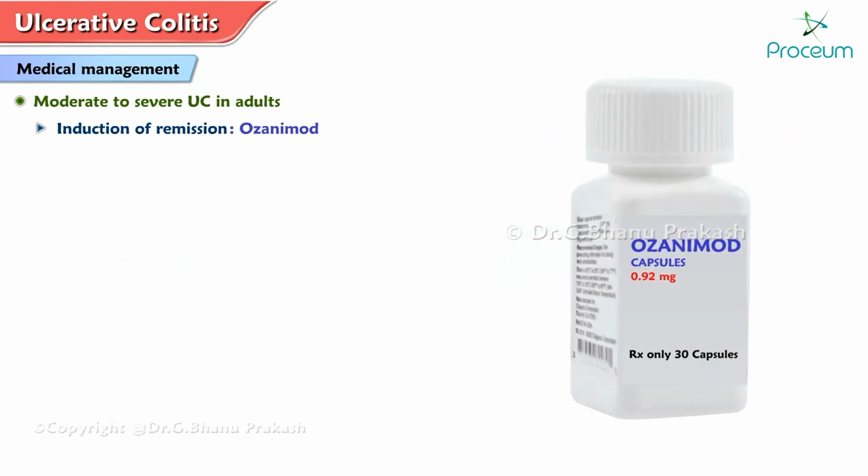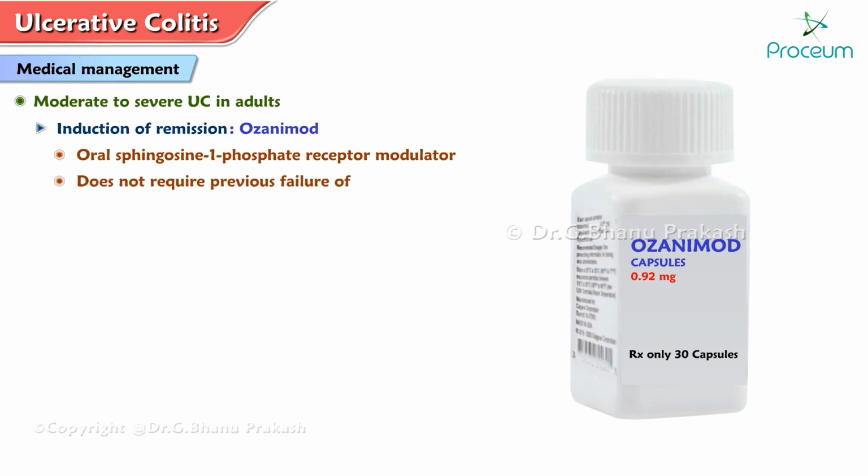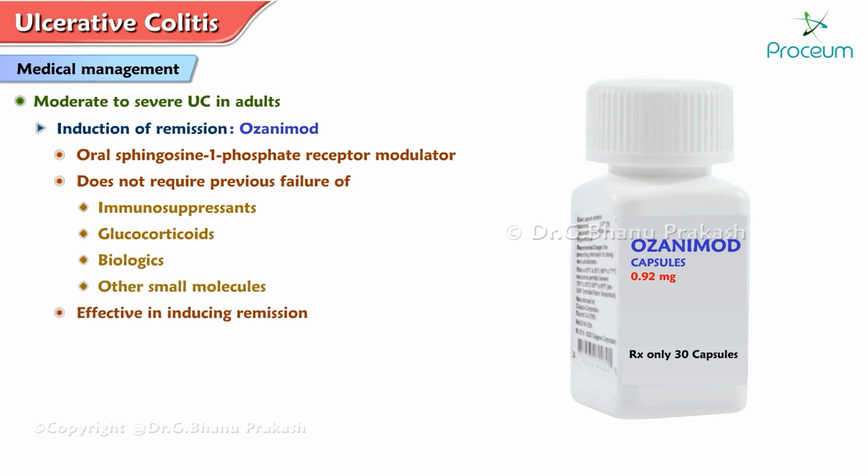Ozanimod. Ozanimod is an oral sphingosine 1-phosphate receptor modulator that is used for treating adult patients with moderate to severe ulcerative colitis. Ozanimod use does not require the previous failure of immunosuppressants, glucocorticoids, biologics, or other small molecules. Ozanimod is effective in inducing remission for patients with ulcerative colitis.